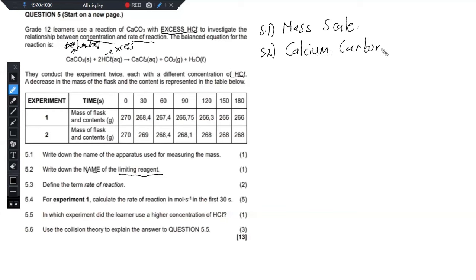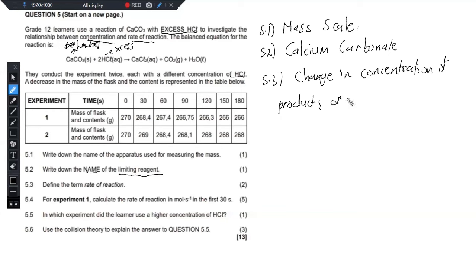Calcium carbonate. And then 5.3 says define the term rate of reaction. So we know we are saying this is the change in concentration of a product or reactant per unit time. Right. So that's the definition for reaction rate, the change in concentration of products or reactants per unit time. Now you can see you already have 4 marks from that.